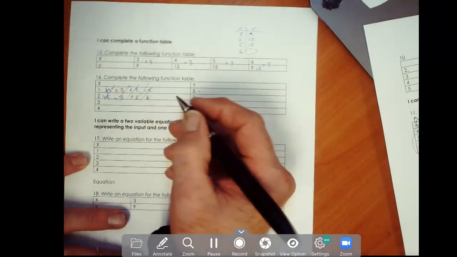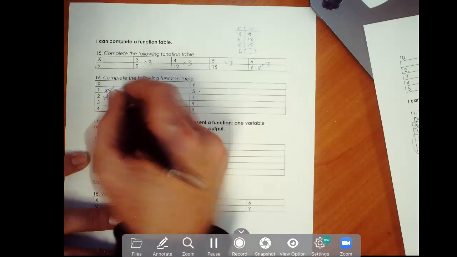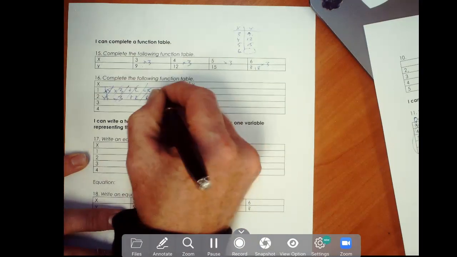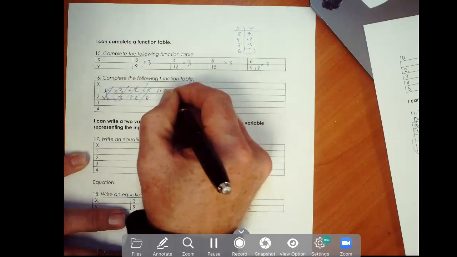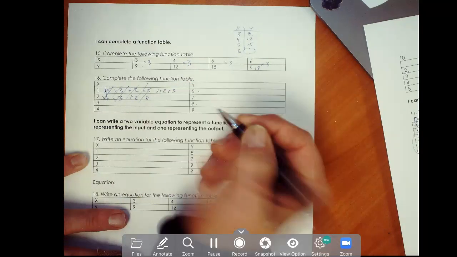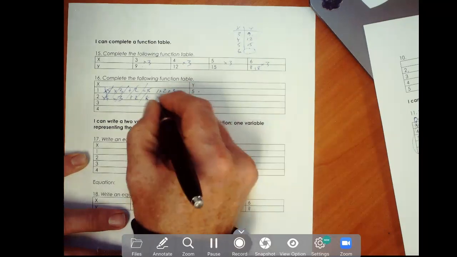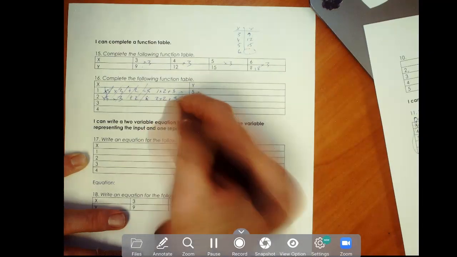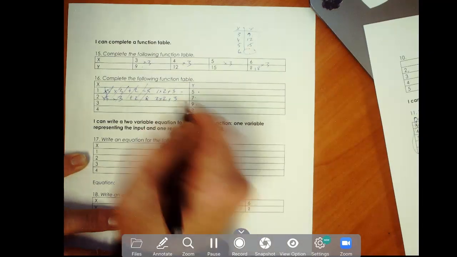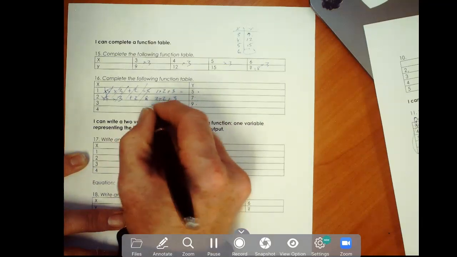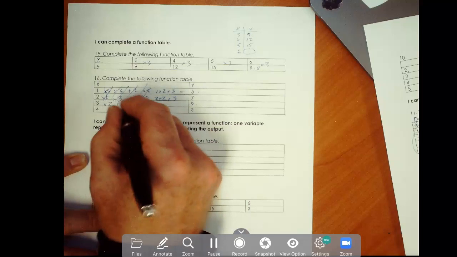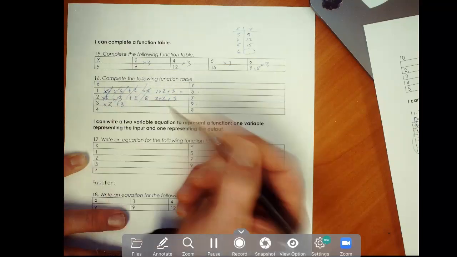How about if we took 1 times 2, and we added 3. That would be 5. So let's try this one. 2 times 2 plus 3. 2 times 2 is 4 plus 3 is 7. Let's try that, worked pretty good. How about 3 times 2? So this would be times 2 plus 3. 3 times 2 is 6 plus 3 is 9. It looks like we've got it here.